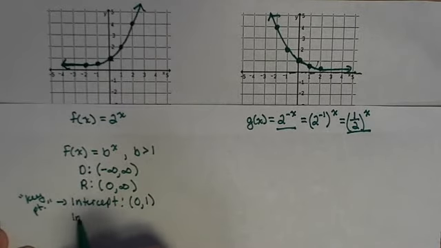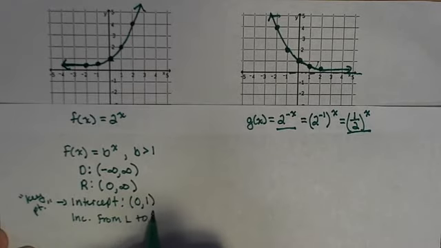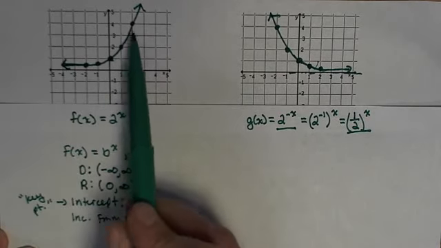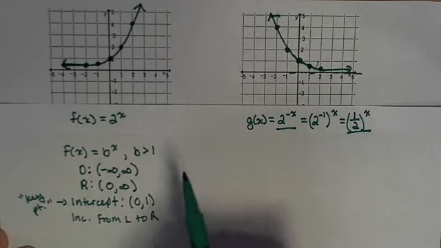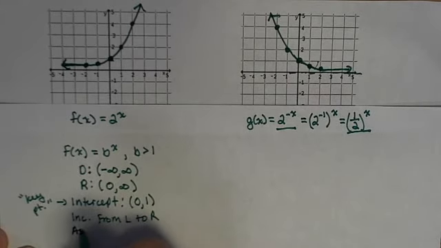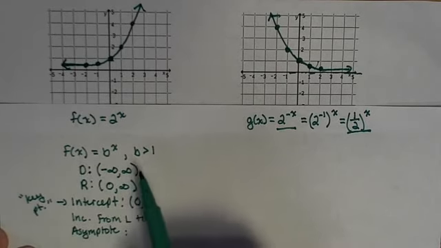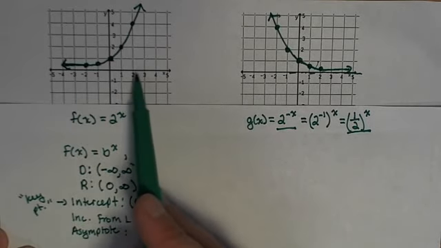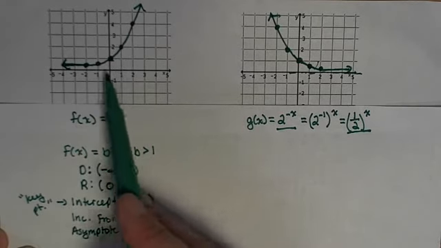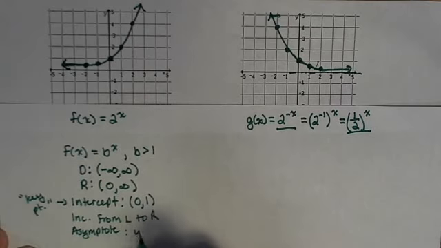Next, you'll notice that this graph increases from left to right. As I move from the left to the right, the values get larger. And finally, it does have an asymptote. And the asymptote is again a line, and in this case it is a horizontal line. It's the x-axis. So we write it as an equation. The equation of that line is y equals 0. So be careful to always note the asymptote as a line.